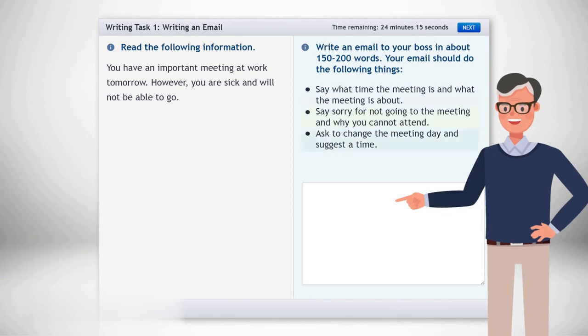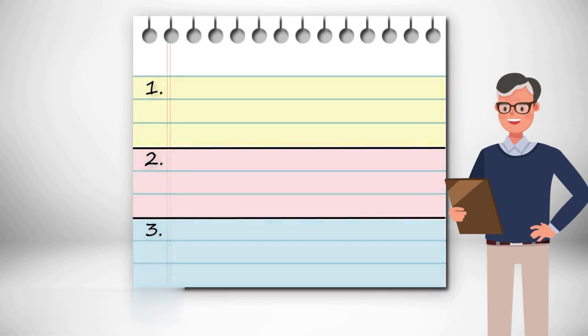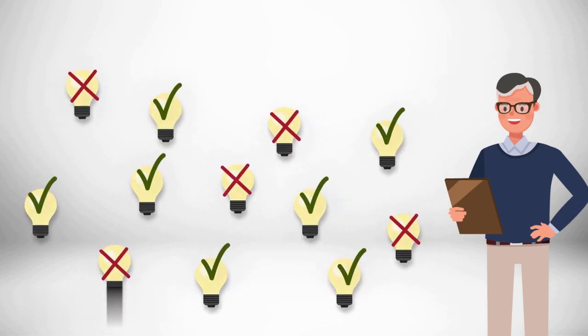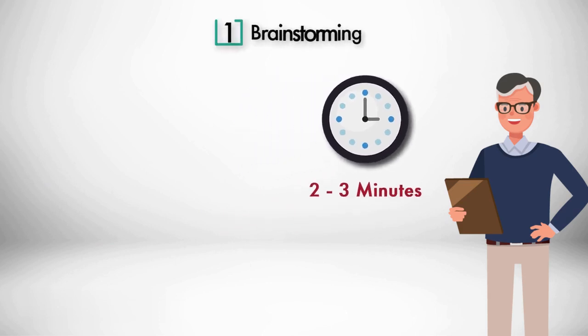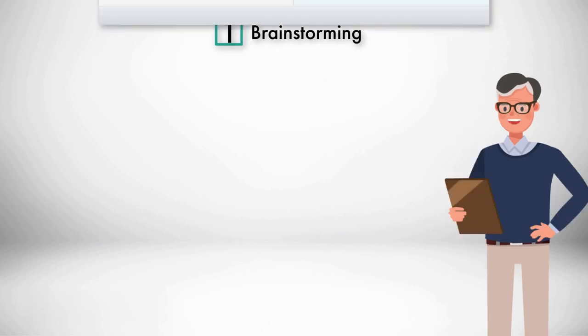Now, since there are 3 parts to the instructions here, I'm going to divide my page into 3 parts and number them like this. To get started, I'm going to write down any ideas that I have, good or bad. I'll spend 2 or 3 minutes on this. This is the brainstorming part. It's okay if you can't think of anything right away for a particular part. You can always come back to it.